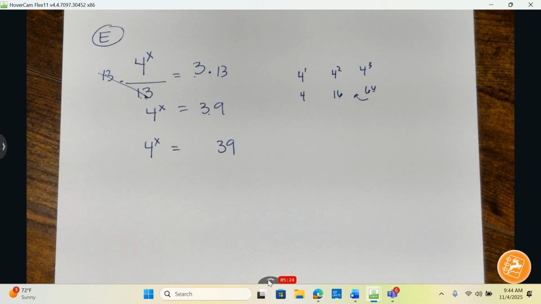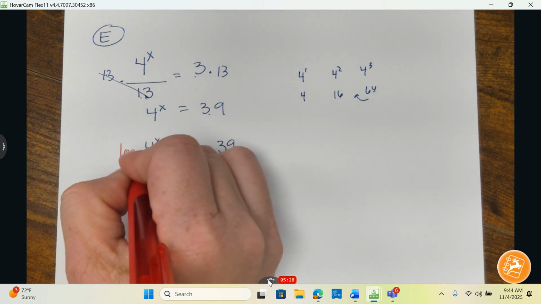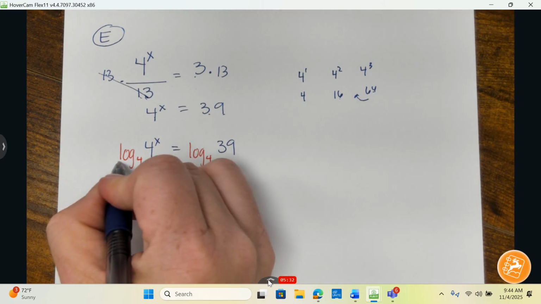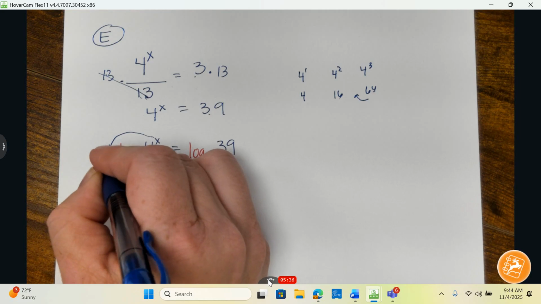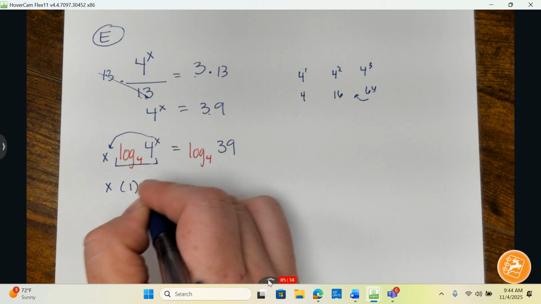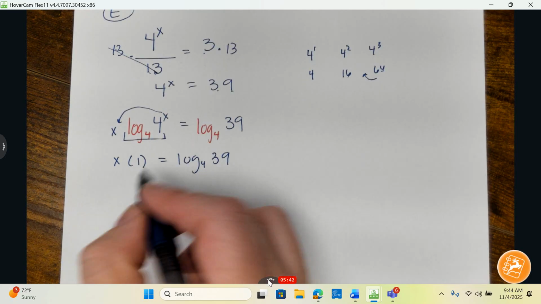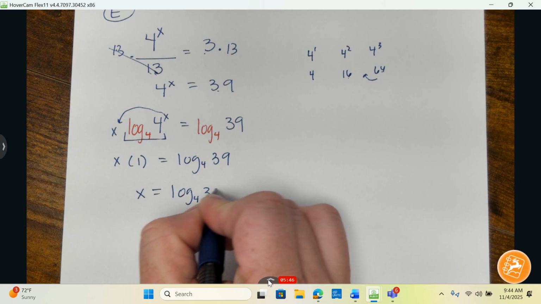But how do I actually go about getting an exact answer here? Well, I need to remove the 4 so that I can solve for x. So both to the left and right, I do log base 4. Remember that this will equal 1, and the exponent comes down below. So x times 1 equals log base 4 of 39. We know x times 1 is just x. So here is the exact answer.